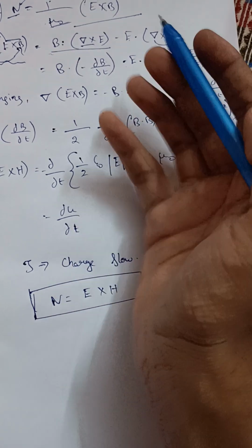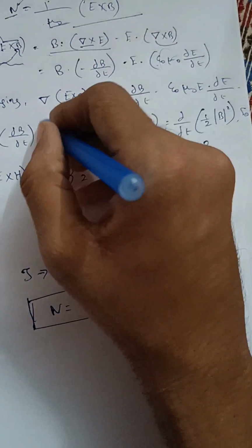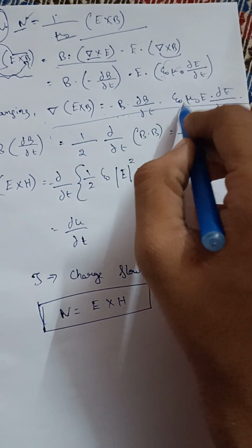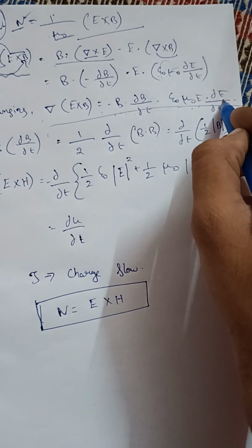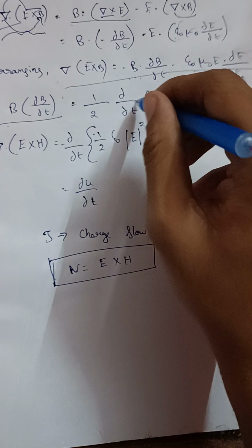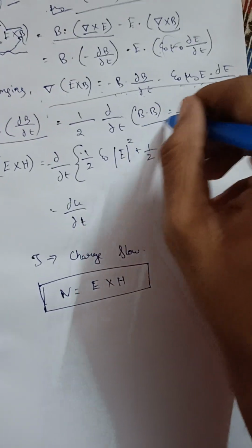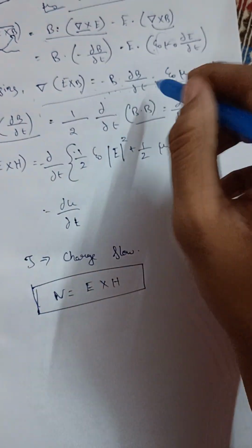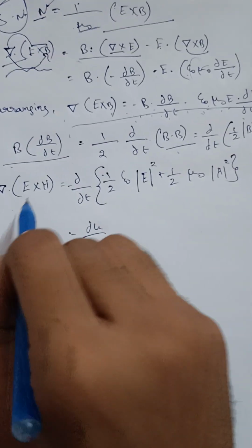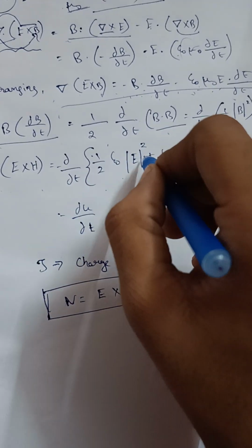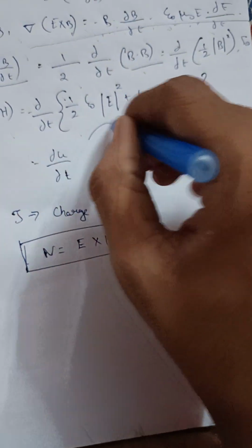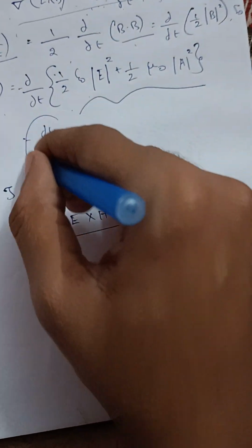Rearranging with E on one side and B on the other, we get this equation: delta dot E cross B is equal to minus B dou B by dou t divided by mu naught, minus epsilon naught E dou E by dou t. So B dou B by dou t is equal to dou by dou t of half B square, and similarly half epsilon naught E square. Simplifying this, we get the answer.